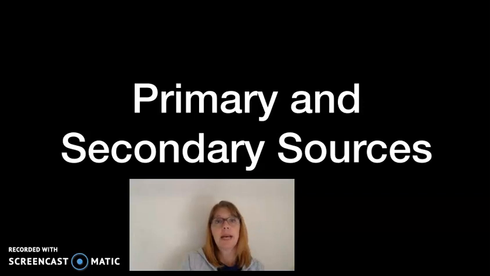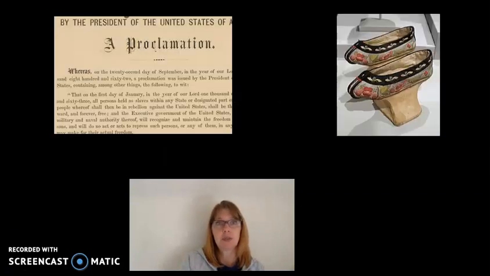We're going to look quickly at primary and secondary sources. When we study history, one way to look at what happened in the past is to look at things such as documents and books and other kinds of artifacts. Some of those resources that historians use are called primary sources and others are called secondary sources.